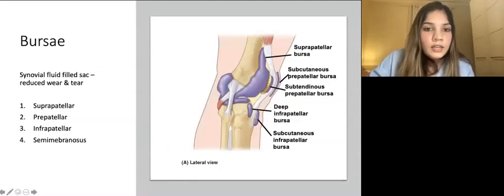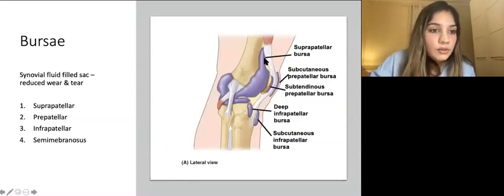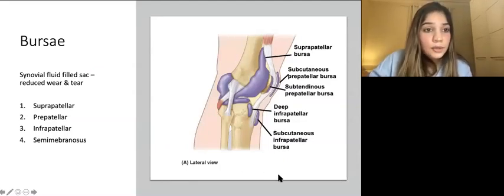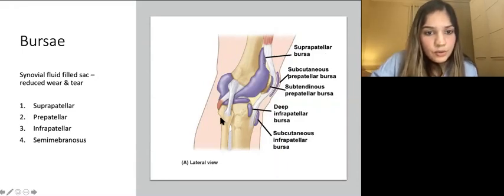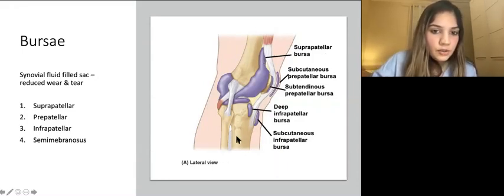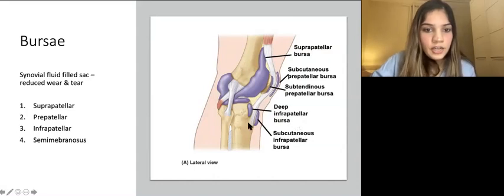So within the knee, you've got synovial fluid sacs called bursa, and these reduce wear and tear of the joint. So you've got the suprapatellar bursa here. This is the lateral view, this is the anterior part of the knee, and that's the posterior part of the knee. So suprapatellar bursa, the prepatellar bursa, the infrapatellar bursa, and posteriorly you get the semimembranosus bursa.